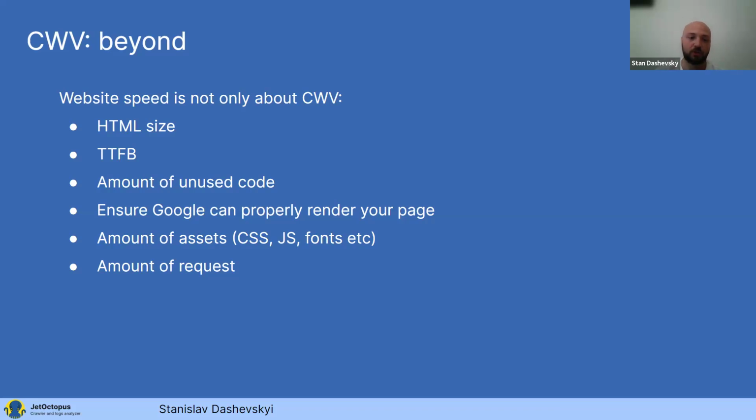So take into account also that JetOctopus has JavaScript-enabled crawling. You can choose a set of pages to crawl with JavaScript and see how many requests are being made by your pages and how much the data that your JavaScripts pull in weighs while the page is being rendered in the browser. And of course, the amount of requests.